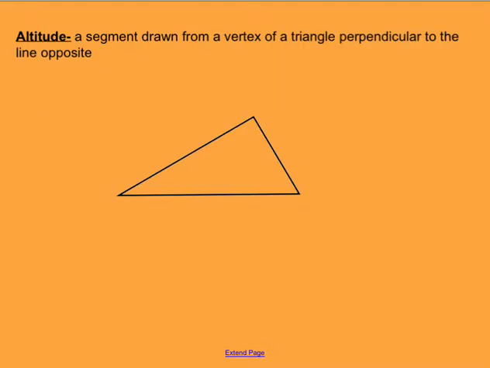Let's take a look at what an altitude is. This isn't on your note sheet, but we're going to draw it on the triangle you have there. An altitude is a segment drawn from the vertex of a triangle perpendicular to the line opposite. Typically this right here is a right angle. So this line right here represents your altitude. That's what that word meant when we were talking about it earlier in the note video.